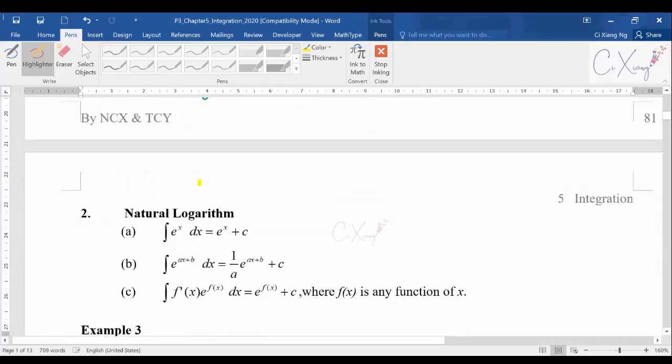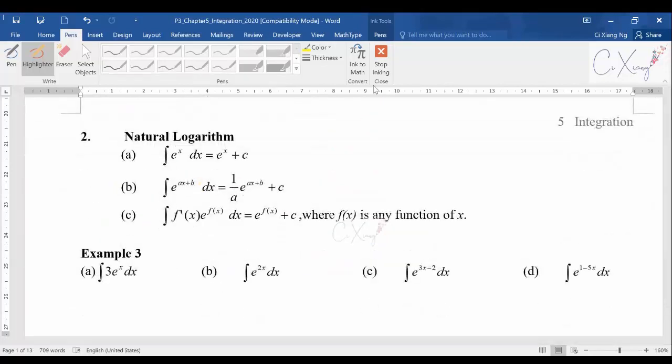Next part, we are going to learn how to do the integration for e. When you integrate e power x, straight away you will get e power x, and you just copy the same thing. It is actually very similar to what we learned in differentiation, because when you differentiate e power x, you get back e power x, right? So it's the same according to our differentiation rules.